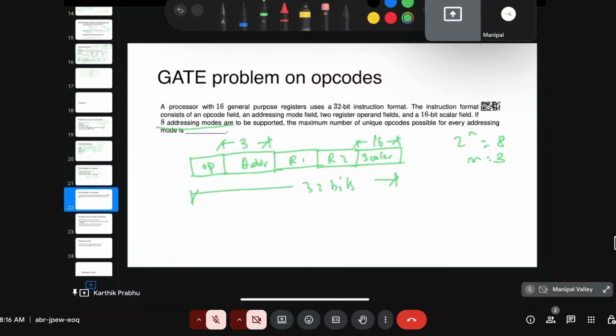They've mentioned two register operand fields, and they've said that there are 16 GPRs. So if there are 16 GPRs, how many bits do we need to show the registers? We need 4 bits, right? Because 2 power 4 is 16. So each register will need 4 bits. So we already have every split. 16 plus 4 plus 4 is 24, plus 3 is 27, and in total we have 32. So the remaining must be 5. So the answer should be 5.